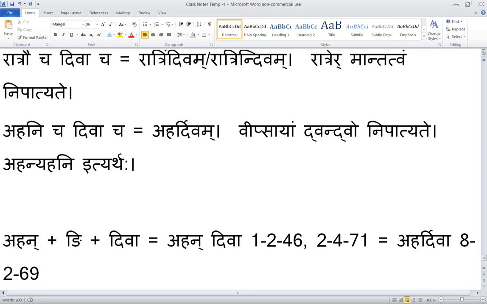So the Padamanjari says, ros supiti repha, ahar divamiti, ros supiti repha. Very straightforward. Okay, so that was the sandhi karyam here, which is ros supi 8.2.69.